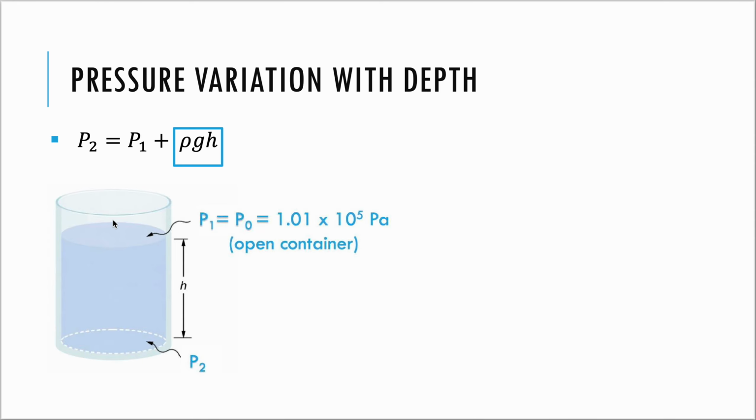Sometimes the top of the liquid is open to the atmosphere. In this case, the pressure at the top is equal to P0, which is equal to 1.01 times 10 to the 5th pascals. And then rho g h stands for the pressure due to the weight of the fluid. Rho is the density of the liquid, and then g is acceleration due to gravity, 9.8 meters per second squared, and h is the height of the liquid.